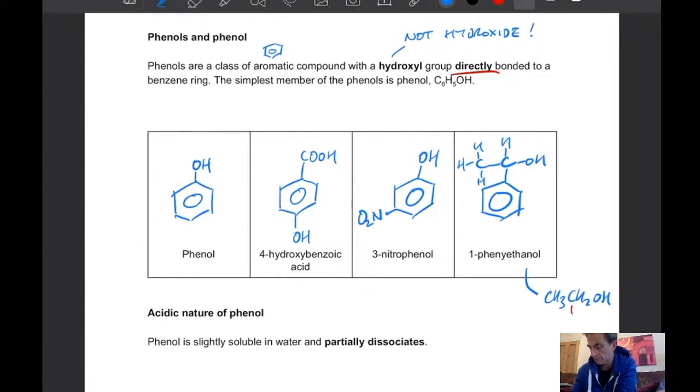I like to throw that one into my students just to get a bit of practice at naming. So remember, the carbon with the functional group is carbon number 1.